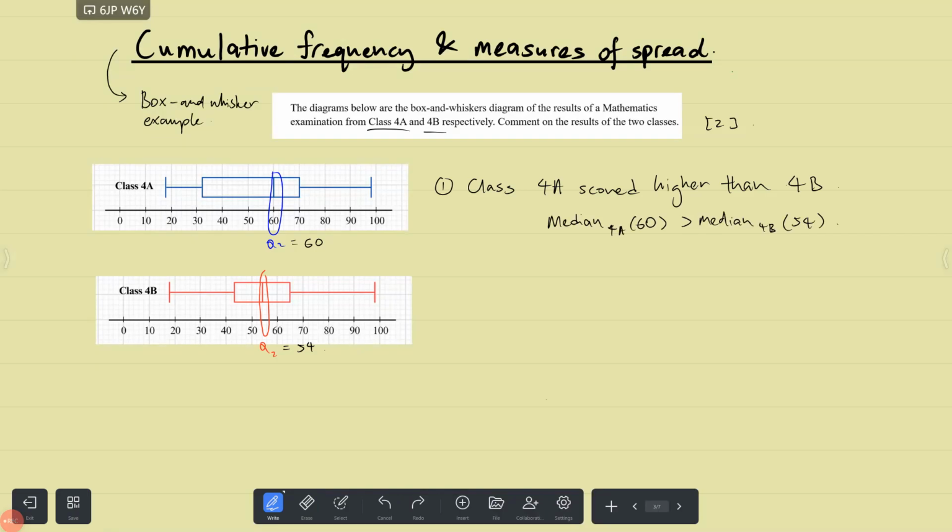And you give evidence that the median of class 4A, which is 60, is greater than the median of class 4B, which is 54. Right. You should also avoid saying it scored better. Instead, use clear words like scored higher, because better is actually a value-laden statement.